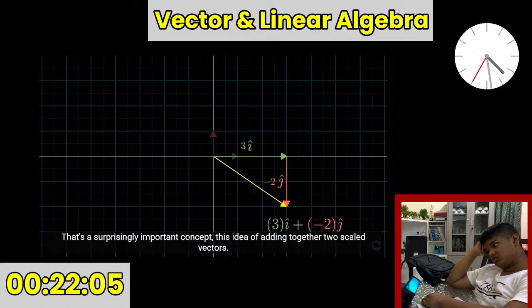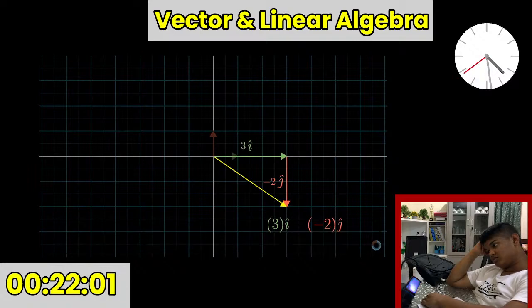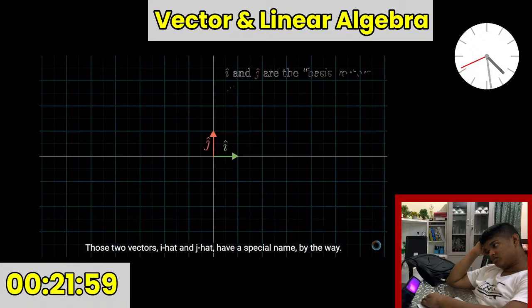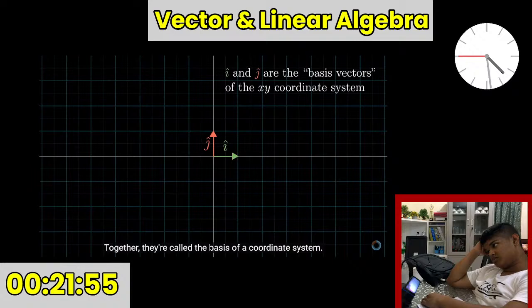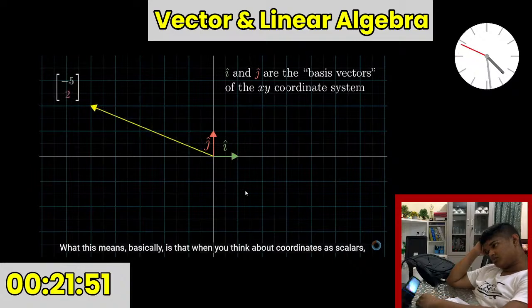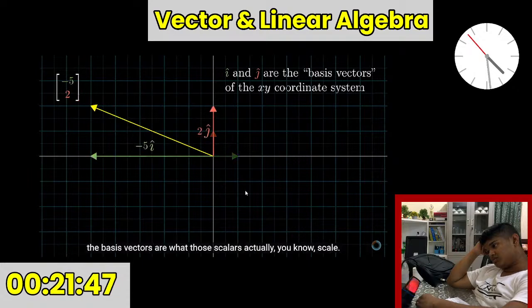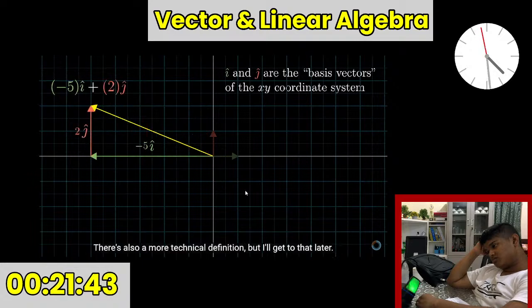That's a surprisingly important concept, this idea of adding together two scaled vectors. Those two vectors, i hat and j hat, have a special name, by the way. Together, they're called the basis of a coordinate system. What this means, basically, is that when you think about coordinates as scalars, the basis vectors are what those scalars actually scale. There's also a more technical definition, but I'll get to that later.